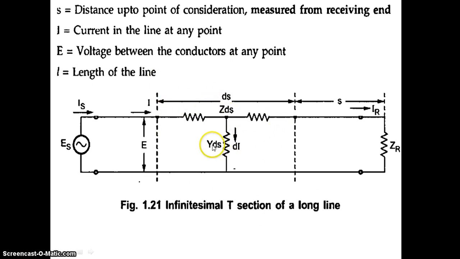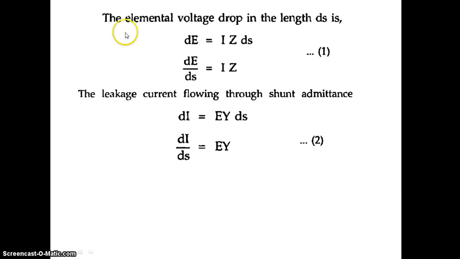a long line. That is, Z ds is the impedance and Y ds is the incremental admittance, and the incremental current flowing through is dI, and the signal source is ES. The receiving impedance is ZR. So the elemental voltage drop in the length ds is dE equal to IZ ds, so dE by ds equal to IZ. The leakage current flowing through the shunt admittance is dI equal to EY ds, so dI by ds equal to EY.